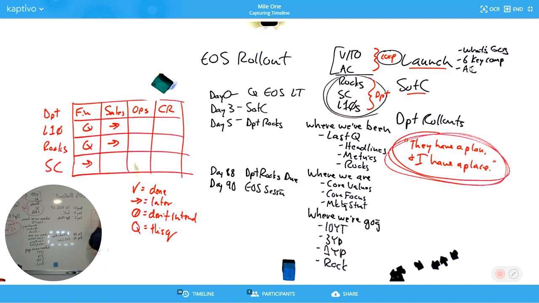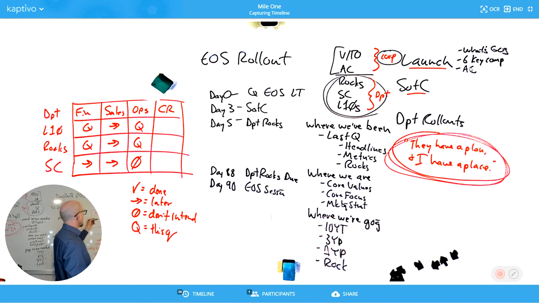Ops team, level 10s. Yep, we're going to do it this quarter. Rocks, we're going to do it this quarter. Scorecard, we don't intend to ever do that. I don't see any value in having a scorecard for the ops team. Please don't do that. But this is how the tool works. So that's what we're doing there.